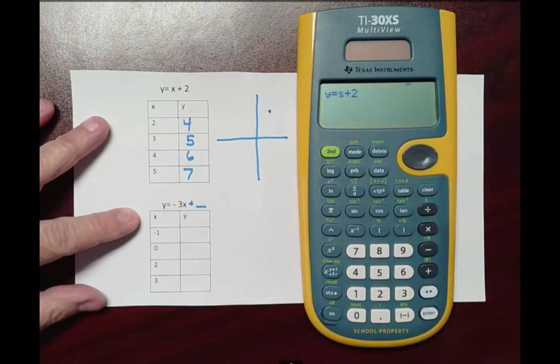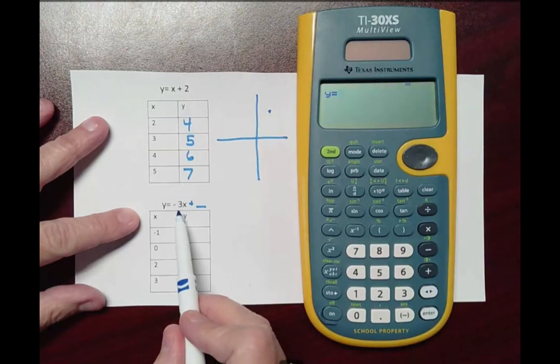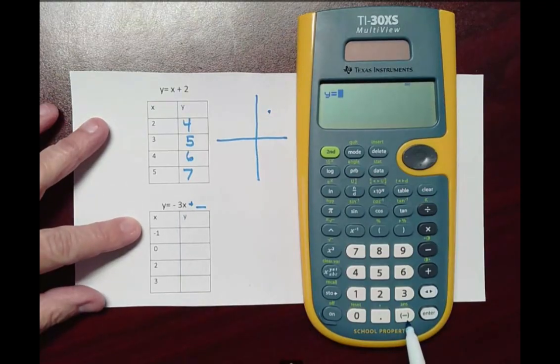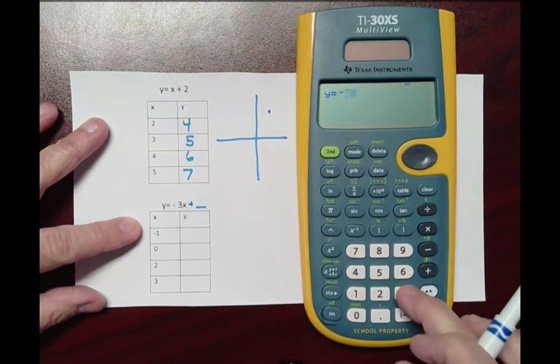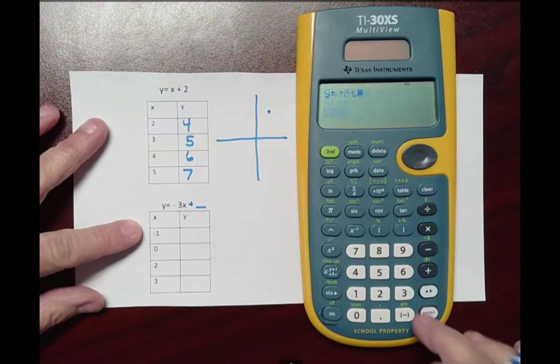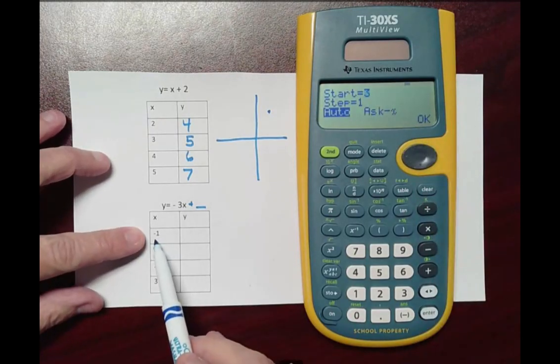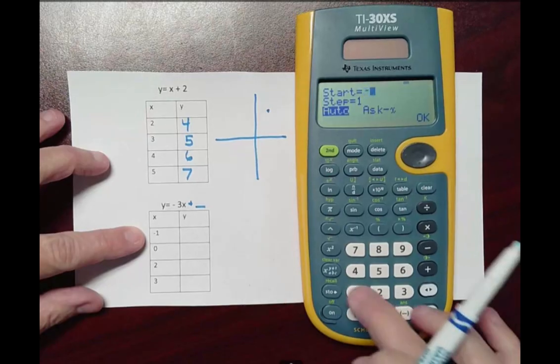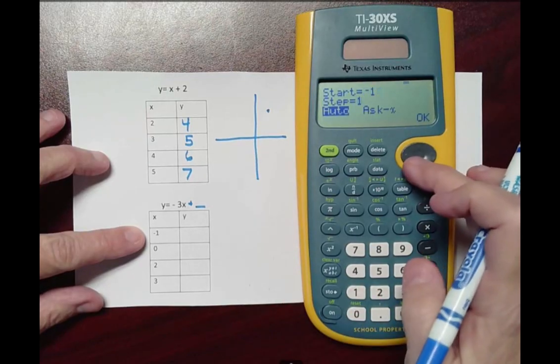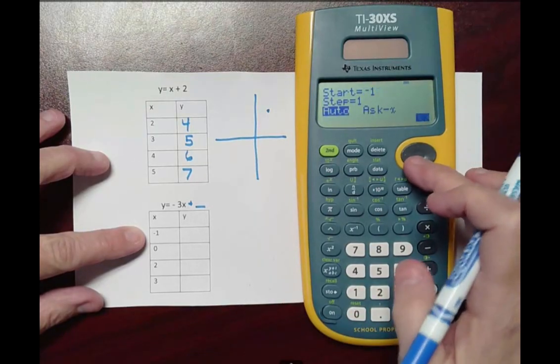We're going to hit our table. I'm going to clear the equation that's already there, and I'm going to put in negative 3x. Here's my negative key, 3x. I want to hit enter, and I've got it set at 3. I'm actually going to change it to this start value of negative 1. Negative 1. I'm going to hit enter till I get down to OK. Hit enter again.